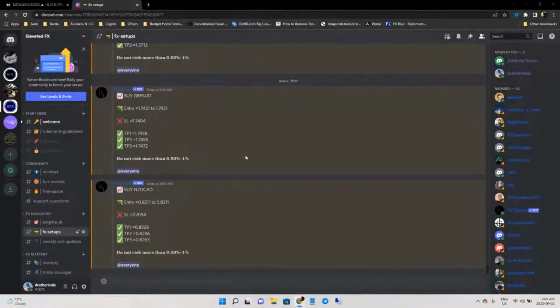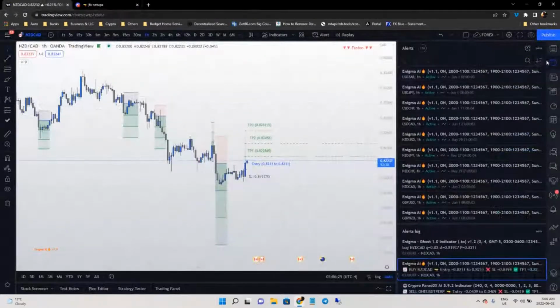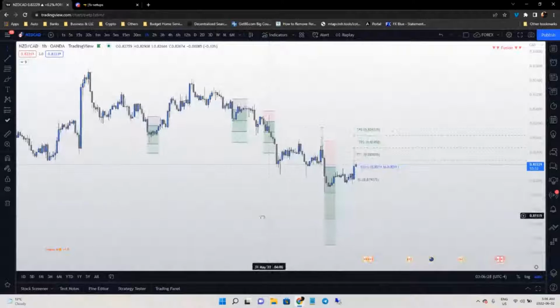So basically what we're going to do here is review the previous alerts that were sent out. We do have an alert that came out a few minutes ago, NZD CAD, a buy for an uptrend move. I'm going to share exactly my thoughts on that signal, and we're going to look at the previous signals. We still have one on GOLD.